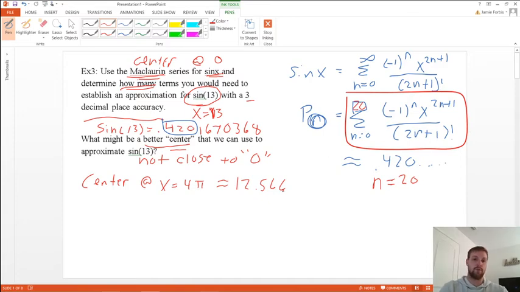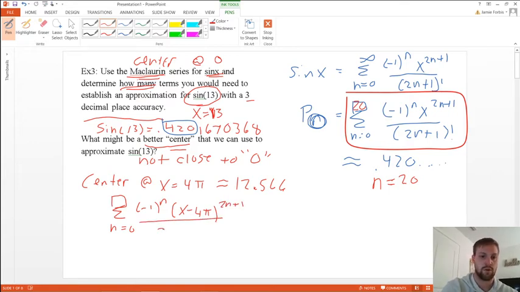So if I make my center at 4 pi, which is an easy trig value to compute, the center is only off from the value I'm approximating by about 0.4. You're going to need a lot fewer terms to approximate within 3 decimal places. So let's say I've got the summation n equals 0, and I'm trying to figure out how many terms I need of my new function. The only thing I changed, instead of the center at 0, is x minus 4 pi, to the 2n plus 1 over 2n plus 1 factorial.